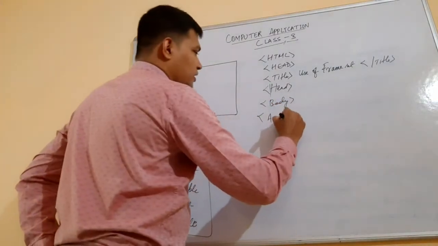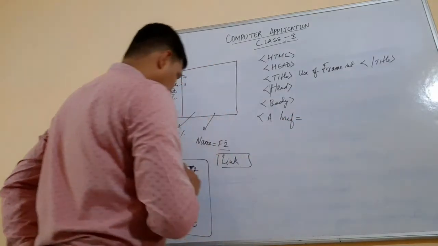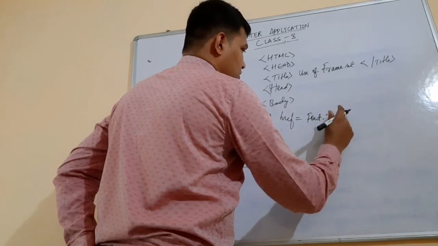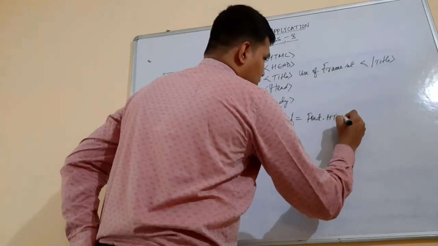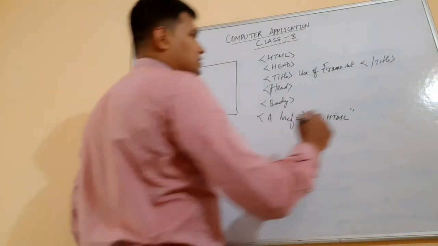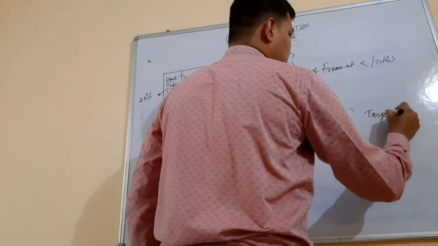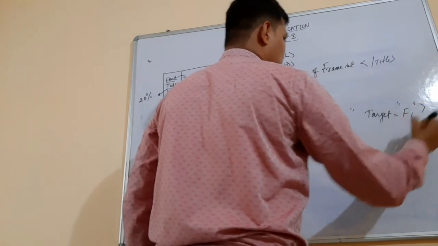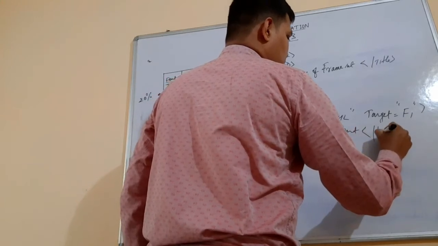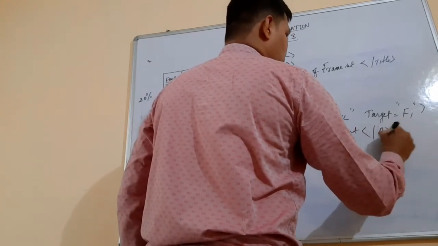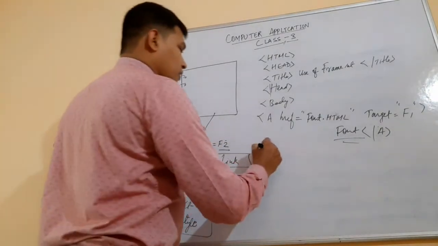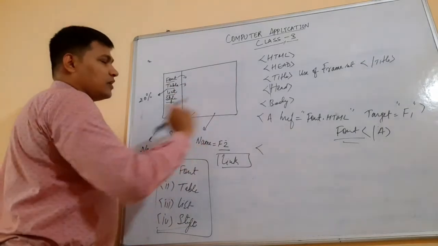In the anchor tag, you have to define href equal to the first file name, font.html. Font.html will be created first. It will display in the target F1, frame 1. You have to write down font, then you close the A tag. Why have I written font? Because the font name link will appear like this. Here the link is coming with the name font, that is why I wrote font.